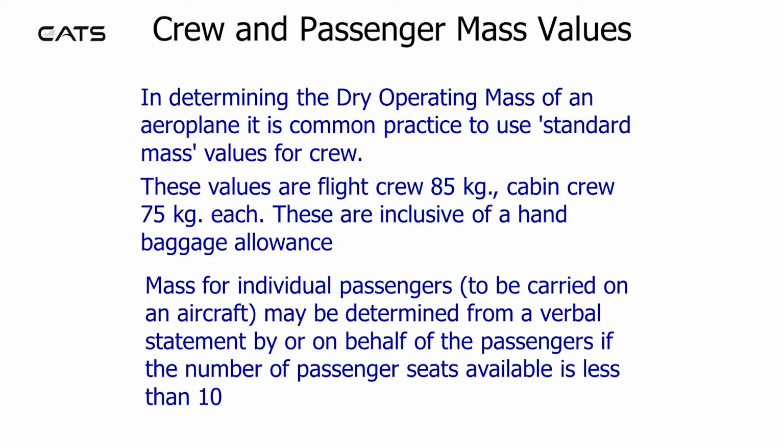Crew and passenger mass values. In determining the dry operating mass of an aeroplane, it's common practice to use standard mass values for crew. These values are flight crew 85 kilograms, cabin crew 75 kilograms. These are inclusive of a hand baggage allowance. The mass for individual passengers to be carried on aircraft may be determined from a verbal statement by or on behalf of the passengers if the number of passenger seats available is less than 10.